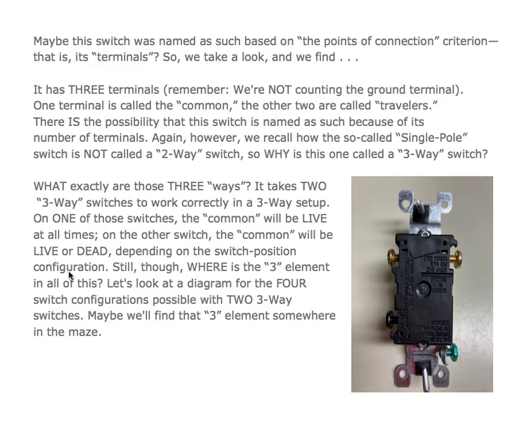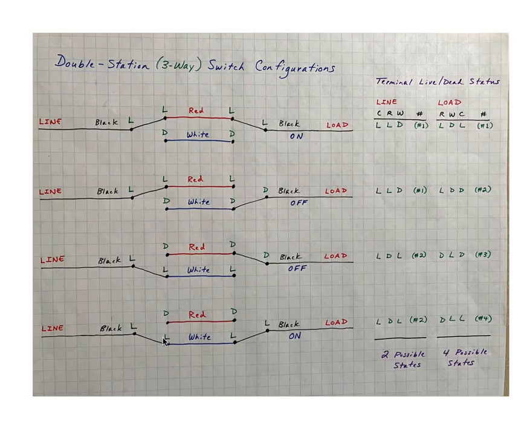Let's look at a diagram for the 4 switch configurations possible with 2 three-way switches. Maybe we'll find that 3 element somewhere in the maze. In other words, the 3 concept. So here's an old diagram from my old notes. I just took a picture of the piece of paper, so if you don't mind, we'll look at this old piece of paper. So here you have 4 switch configurations for my double station switch.